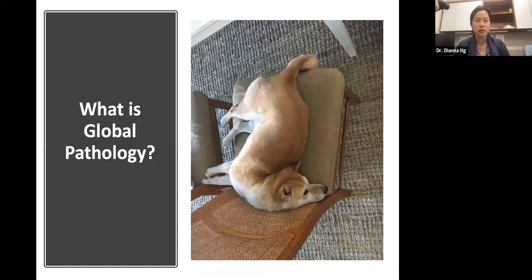So what is global pathology? I don't think there's a good definition, and there's definitely a lot of different approaches. There's definitely people who just work in capacity building programs only. There's people who work with academic partnerships. That's kind of where I fall in.